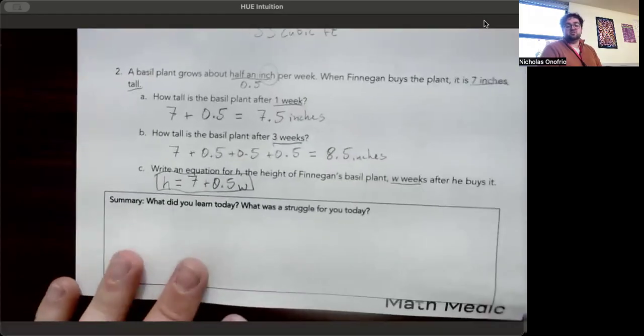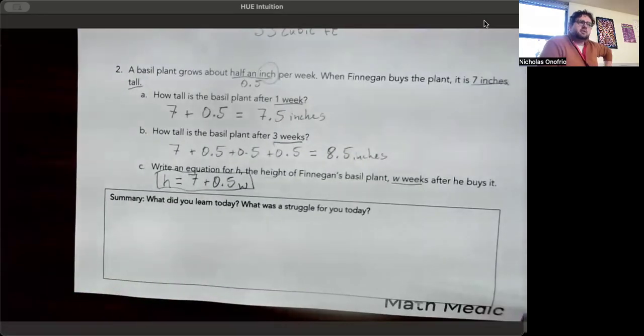All right. You have a summary page down at the bottom. I would like you to answer that in 2 to 3 sentences. And once you are done with your summary page, you may put your page in your notes, and the rest of class is yours.